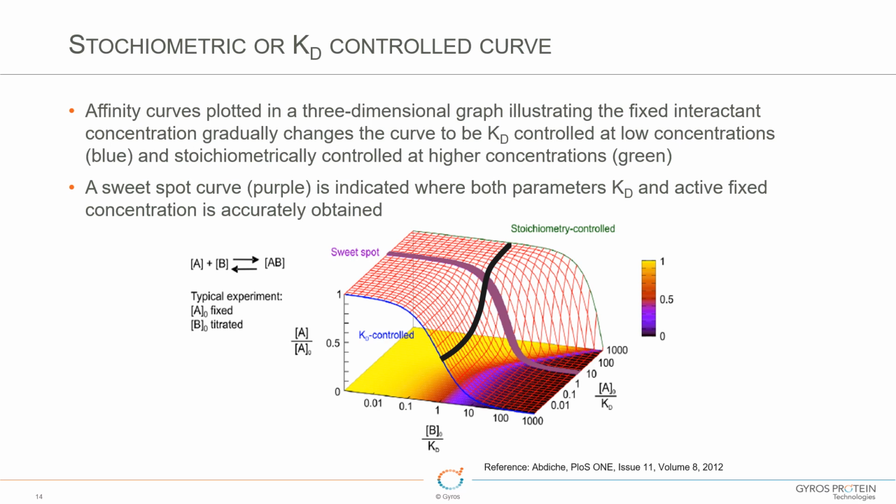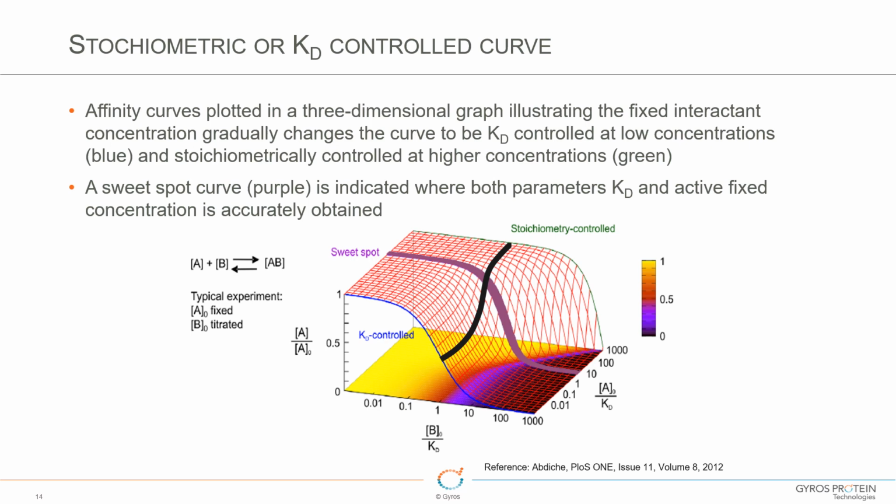So in this 3D plot, we can see how varying the fixed interactant in various different experiments moves us into the Z direction, so that we aim to get to that place in the middle, a purple curve, where we have a sweet spot with an accurate KD determination as well as an accurate fixed active concentration determination.